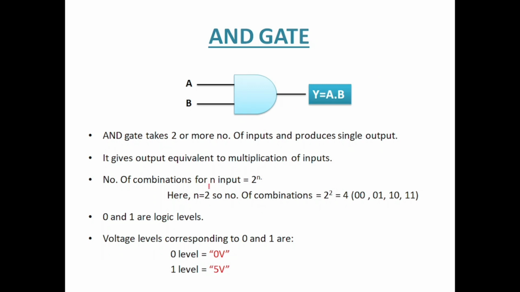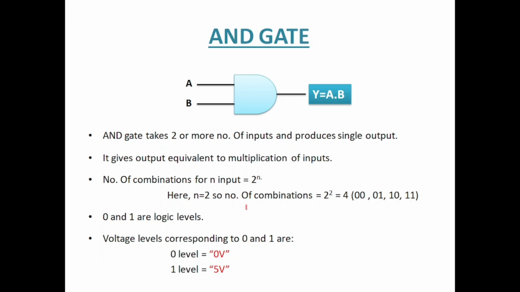Now number of combinations for n input is given by 2 raised to power n. Here only 2 inputs are taken, so number of combinations will be 2 raised to power 2, that is 4. So these combinations will be 0 0, 0 1, 1 0 and 1 1.